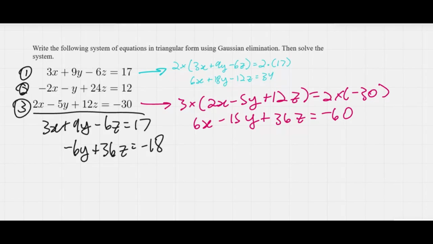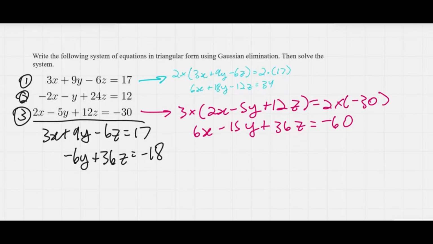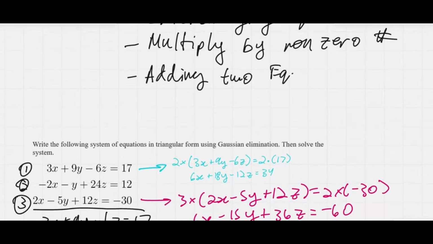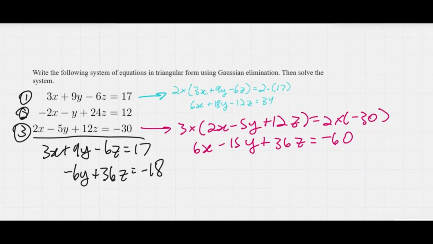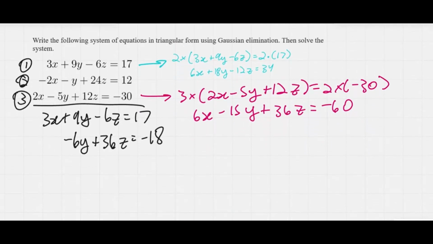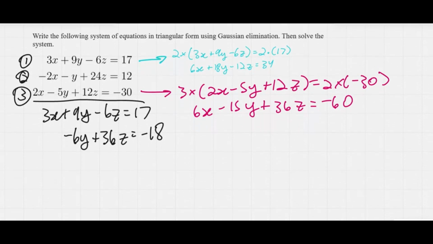And why are we allowed to do that again? We're allowed to do that because that is one of the elementary row operations that we're allowed to do. We can actually add two equations after multiplying them by a non-zero number. So let's do that. Let's subtract 3 times equation number 3 from 2 times equation number 1. All right, so let's do that.